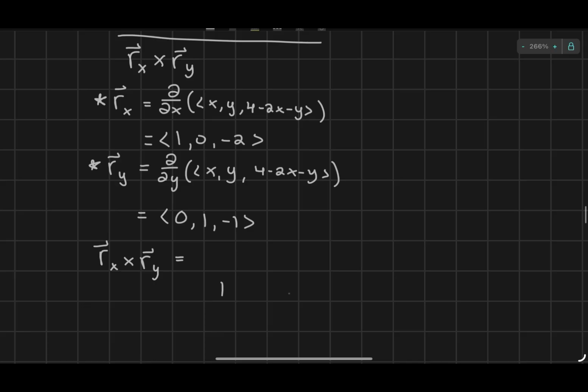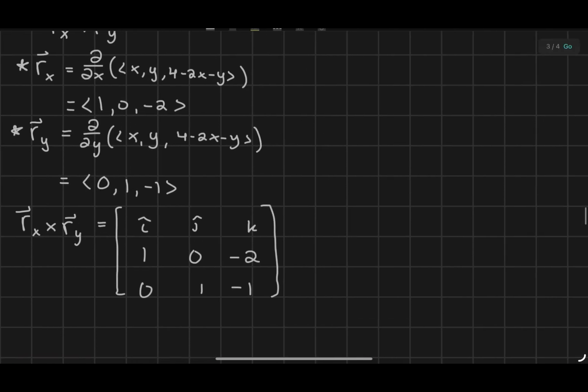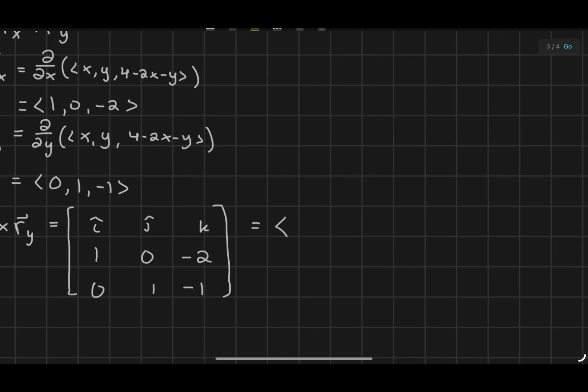This is going to be 1, 0, -2, 0, 1, -1, i, j, and k. Once again, pretty simple one that we can do in our head, actually, if you're comfortable, of course. Well, for our i component, we're going to have 0 times -1 minus -2 times 1. So that's going to be 0 minus -2, which is going to be 2.